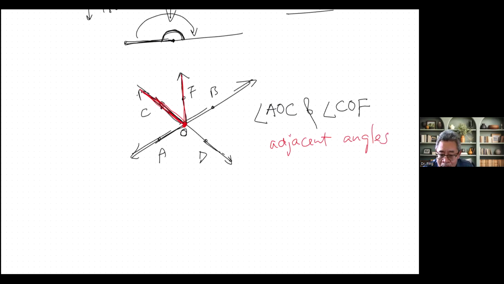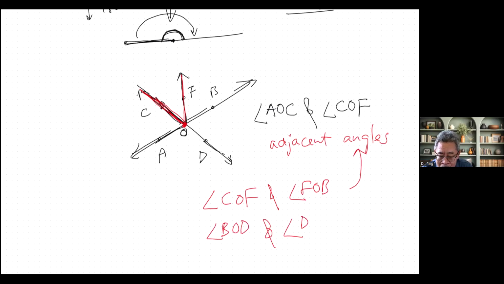And so we know these two are adjacent, but we can see that angle COF and the angle FOB, they are adjacent angles. And angle BOD and angle DOA. So BOD, this angle, DOA, this angle, they are all adjacent angles. So they're close to each other.